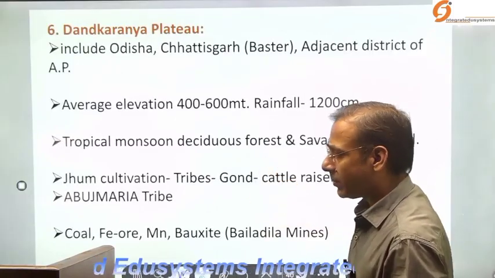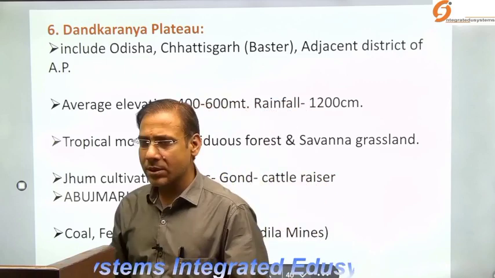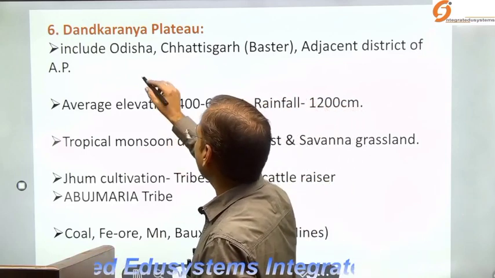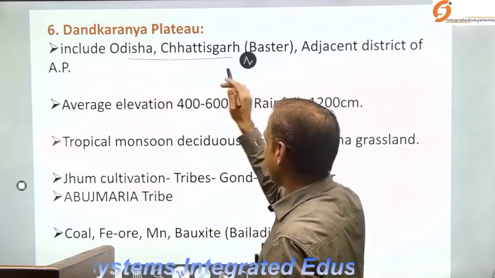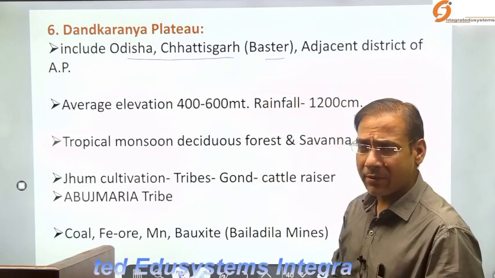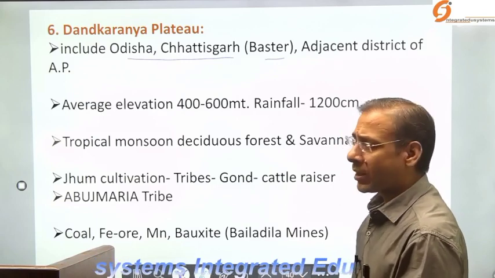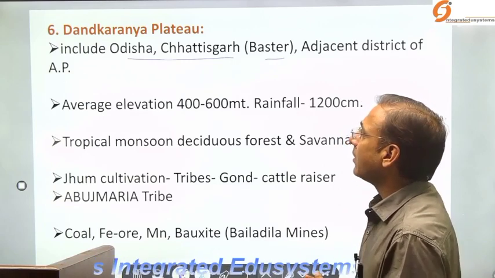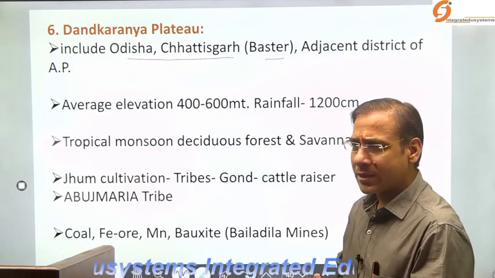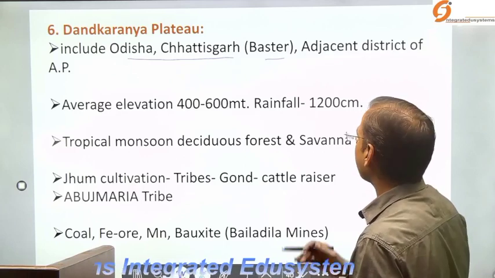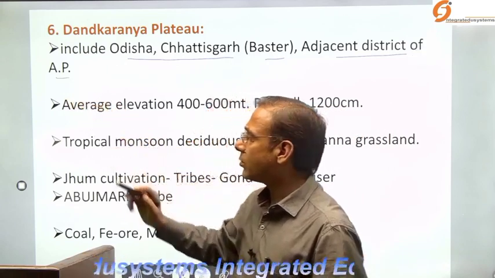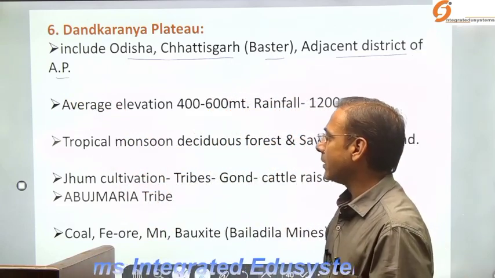Now Dandakaranya Plateau. In the Chhattisgarh, then again this region lies in the eastern plateau and hills. So it includes the region of Odisha and Chhattisgarh. It extends to the Bastar region of Chhattisgarh, which is a very deprived belt, and the ethnic tribal communities are living in this belt, and this belt is densely forested, and that's why the Naxals hide in that region, and this region is infamous for the Naxal operations. And the adjacent district of Andhra Pradesh also forms the borders, okay, of the Dandakaranya.